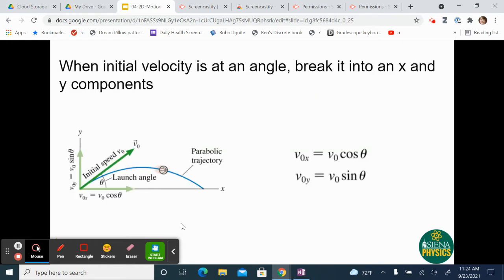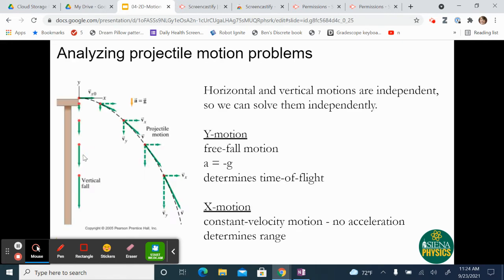So when the initial velocity is at an angle, we need to break that initial velocity into x and y components. And so you can see here we have an initial speed, an initial velocity, right? And the initial velocity vector is at an angle. Before, when we looked at the earlier example, our velocity was just in the horizontal direction. But now if we say kick a soccer ball up into the air, or shoot something up into the air, right?